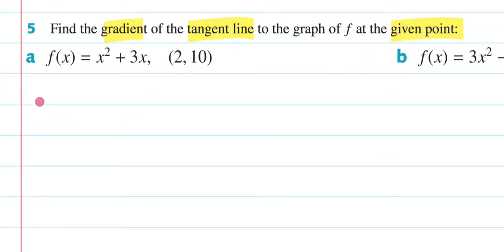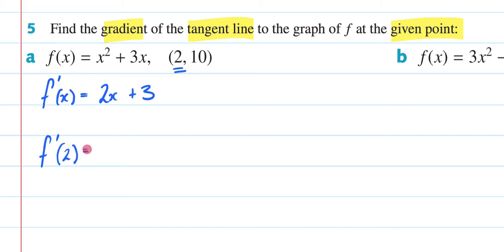So the first thing that we're going to do is differentiate. And what are we going to find? We're going to find that we have 2x plus 3. Now, to find the gradient of the tangent line at the given point, I'm going to have to substitute in my x value of this coordinate into my derivative, which means we're going to find that we have 2 here plus 3, which is going to be 4 plus 3, which is going to be equal to 7. And just like that, we have found our first answer.